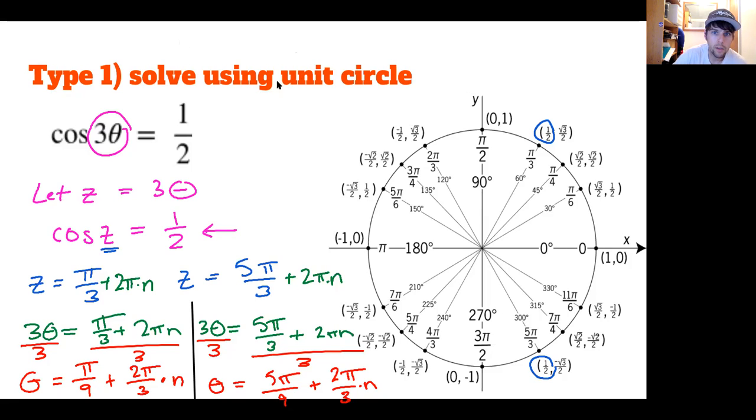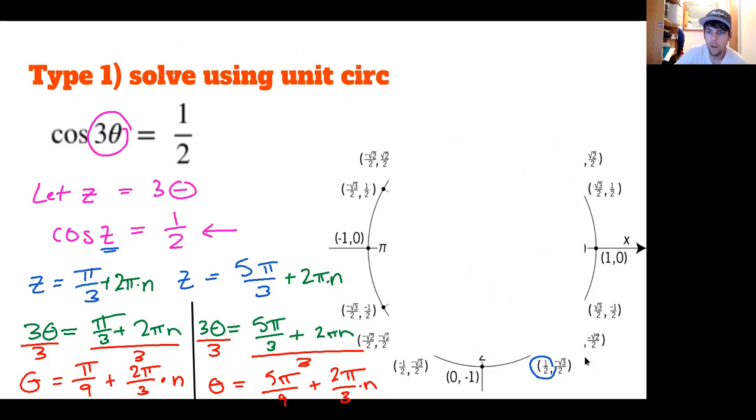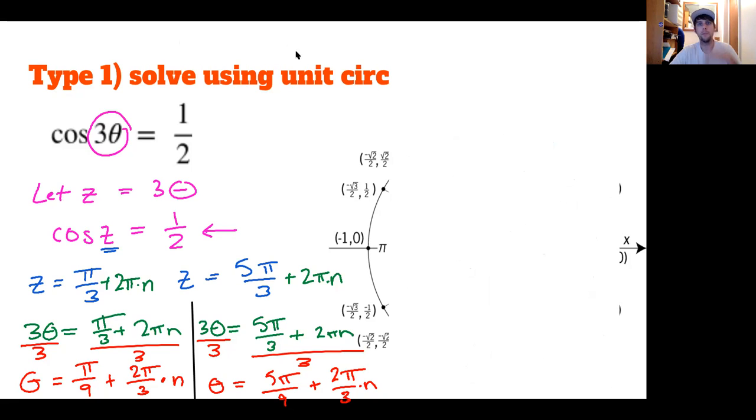I am going to create myself a little table. So we have our base solution.